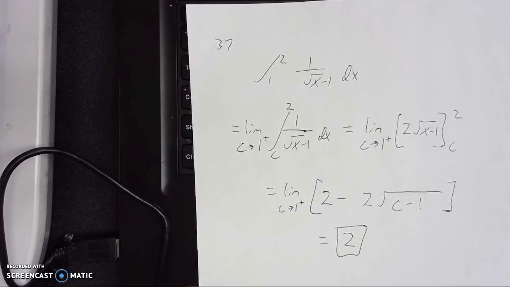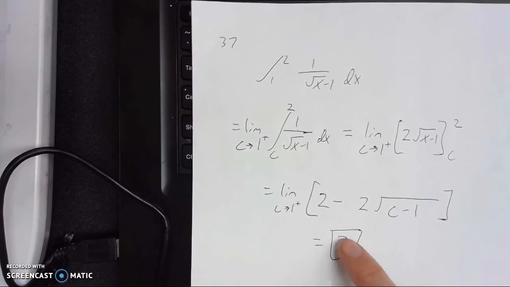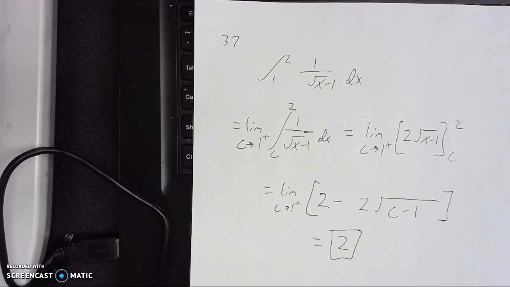Well, that integral is 2 square root of x minus 1. We evaluate from c to 2. If you plug in 2, you get 2 square root of 1, which is just 2, and then minus 2 square root of c minus 1. And we're taking the limit as c goes to 1 from the right. Well, you can just plug 1 in to find that value over there. So when you plug 1 in, you get 0 in this part, so this part goes to 0, and you just get 2 for the answer to the integral.